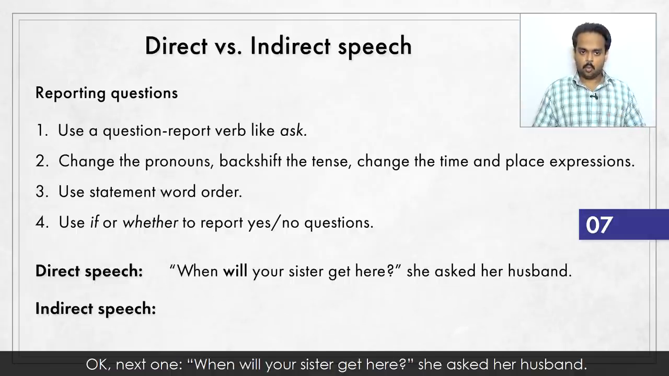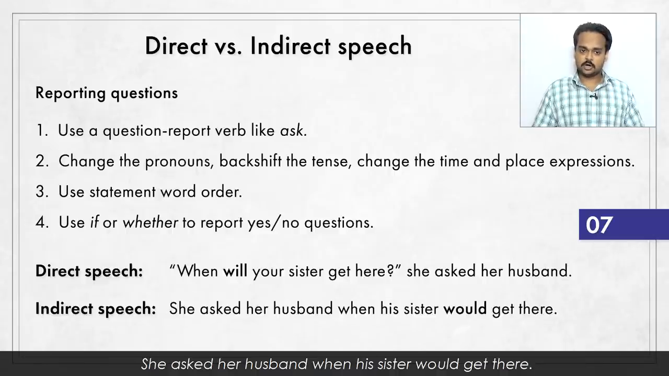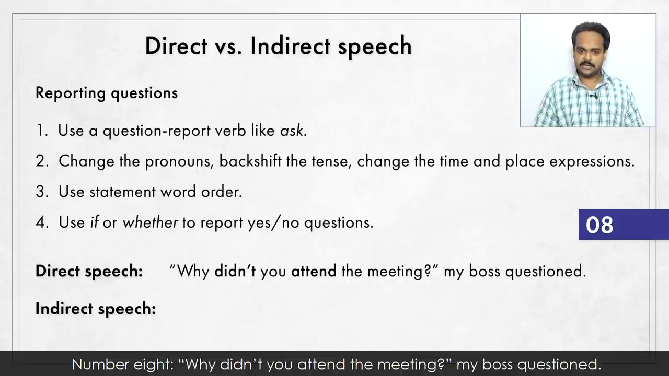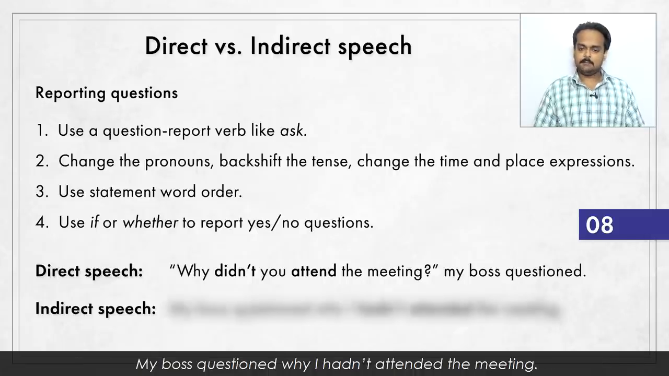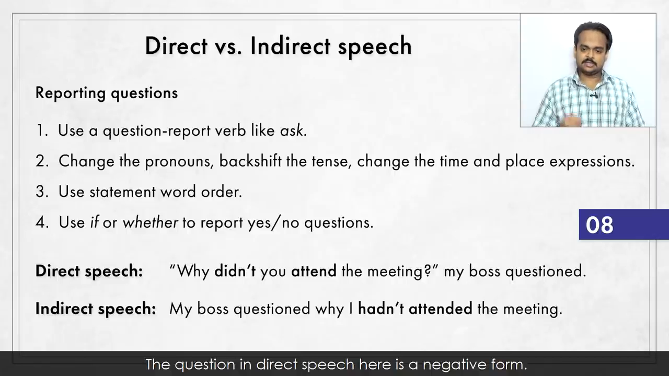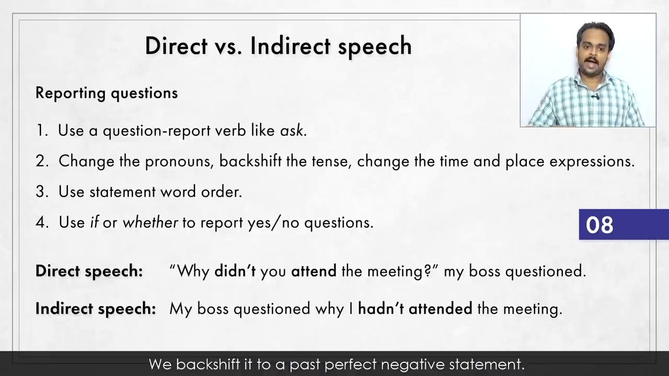Okay, next one. "When will your sister get here?" she asked her husband. She asked her husband when his sister would get there. Number 8. "Why didn't you attend the meeting?" my boss questioned. My boss questioned why I hadn't attended the meeting. The question in direct speech here is a past simple tense negative form. We backshift it to a past perfect negative statement.